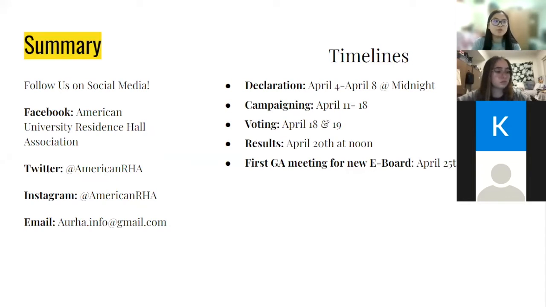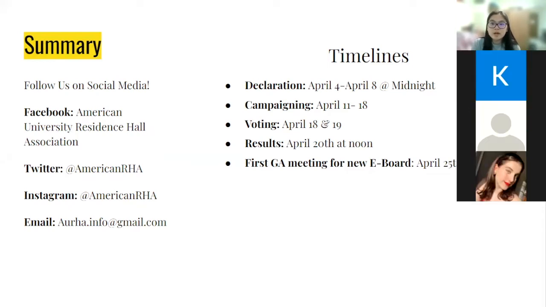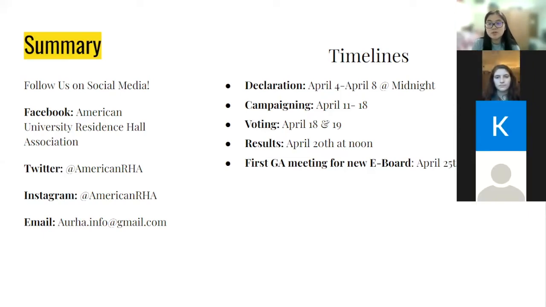You can do, again, following all the campaign rules for anything physical, but you can also just talk to people. That's a great way, word of mouth. And so that's an option as well. And then voting will be the 18th and 19th, which is 2 weeks from now.